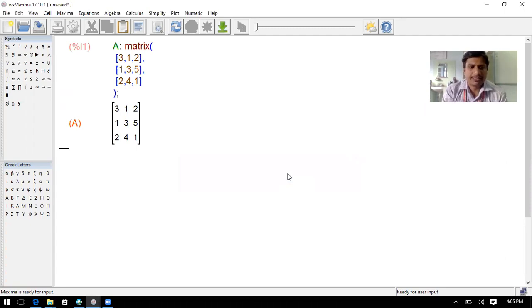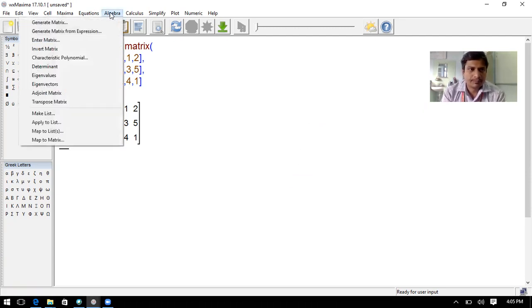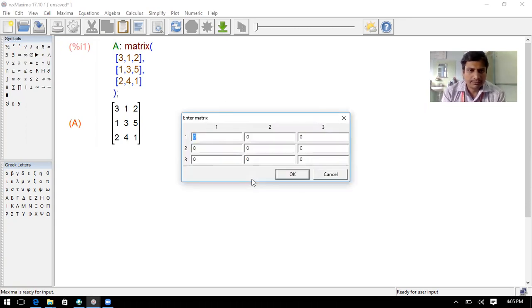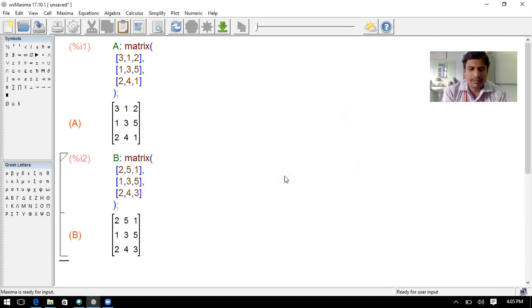Then go to the second one, that is B. Next go to Algebra. Then enter a matrix. B matrix is also 3 rows, 3 columns. The matrix name is B. Then OK button. First row is 2, 5, 1. Next second row is 1, 3, 5. Next third row is 2, 4, 3. Then press OK. That is the B matrix.